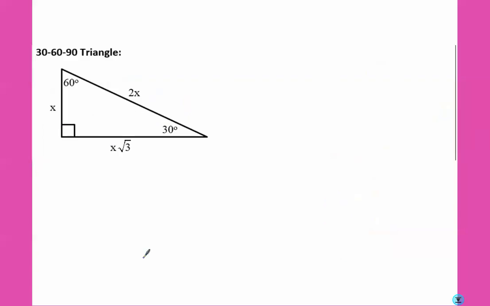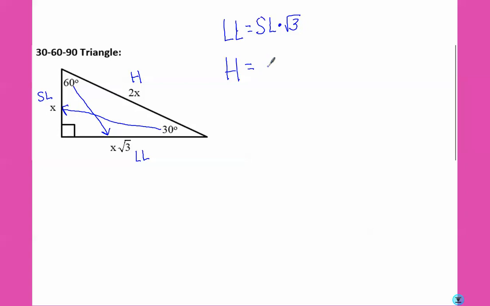Now let's look at a 30, 60, 90 triangle. The side across from the 30-degree angle is going to be the shorter of the two legs because it's got the smaller angle. The side across from the 60-degree angle is our long leg. And then across from our right angle is always our hypotenuse. So the long leg will always be equal to the short leg times the square root of 3. And the hypotenuse will always be twice as long as the short leg. So those are the two little formulas that you'll need to memorize for the 30, 60, 90 triangles.